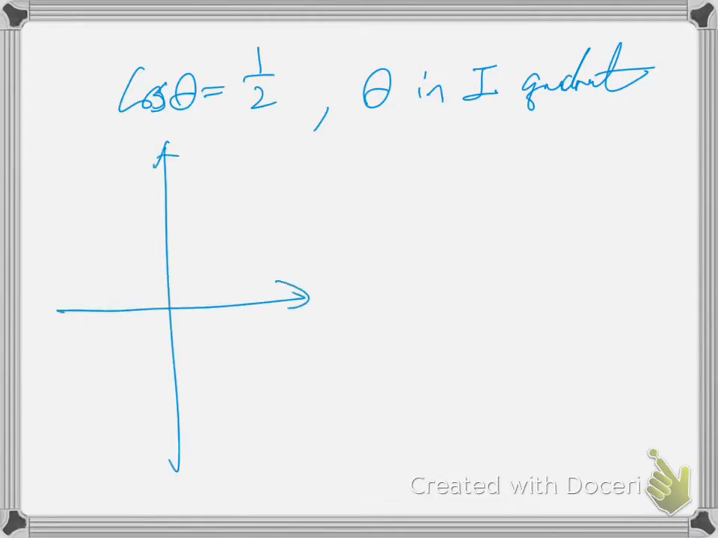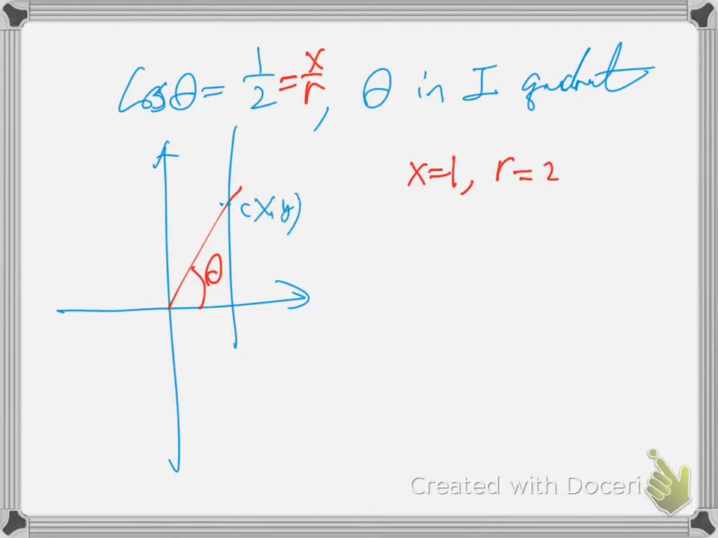So this is my angle theta. And we know cosine is x over r. So x is 1, r is 2. Okay, so based on the picture, this is x, y, the point on the terminal side. Then we know this is positive. This is also positive. Okay, they're both positive based on the picture. And then what is y, right?